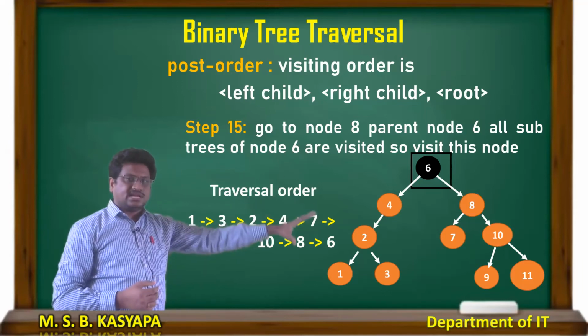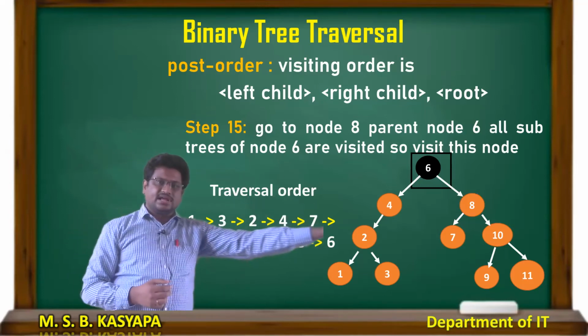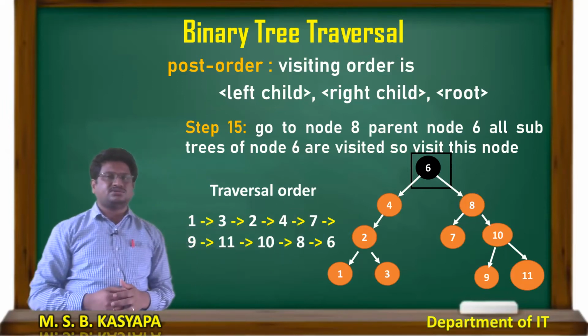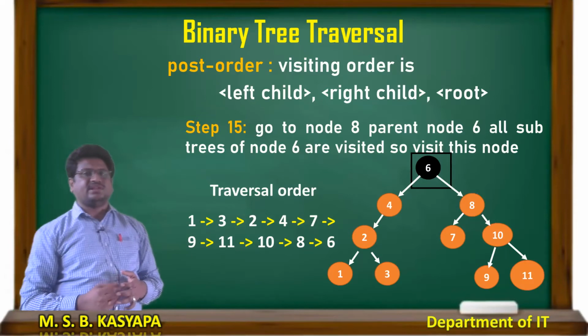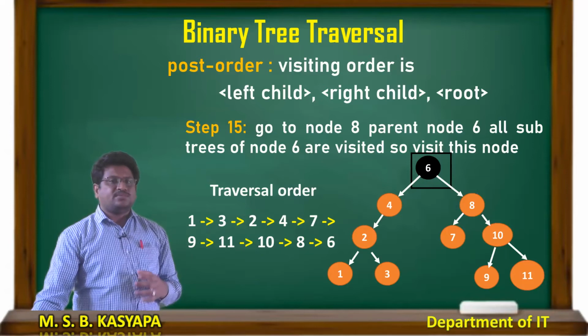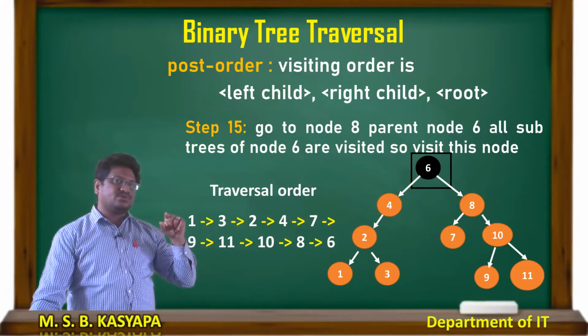In this 6, the left subtree is completely visited and the right subtree is completely visited. So I can directly now visit the root node, that is 1, 3, 2, 4, 7, 9, 11, 10, 8, 6. Now, in the final process, I have visited the root node 2 times.